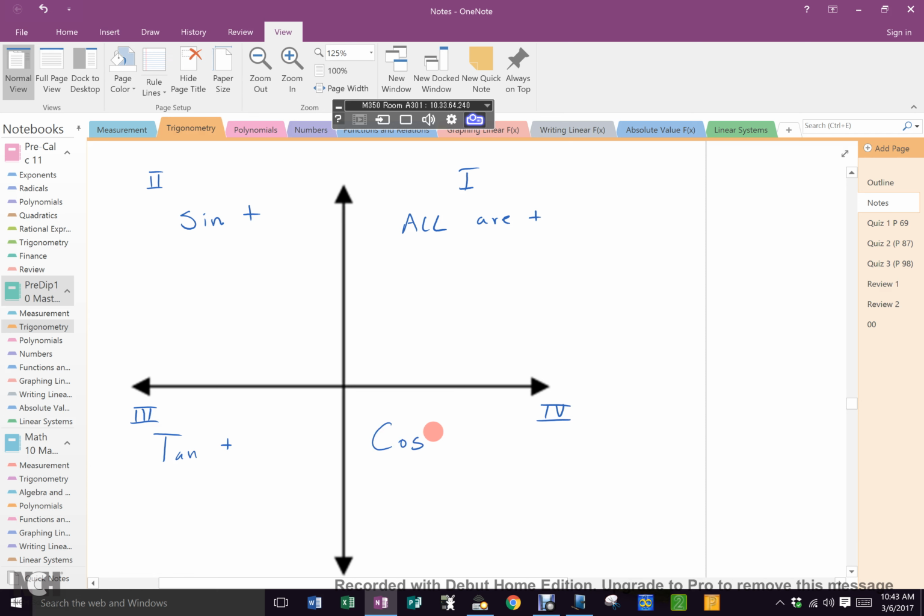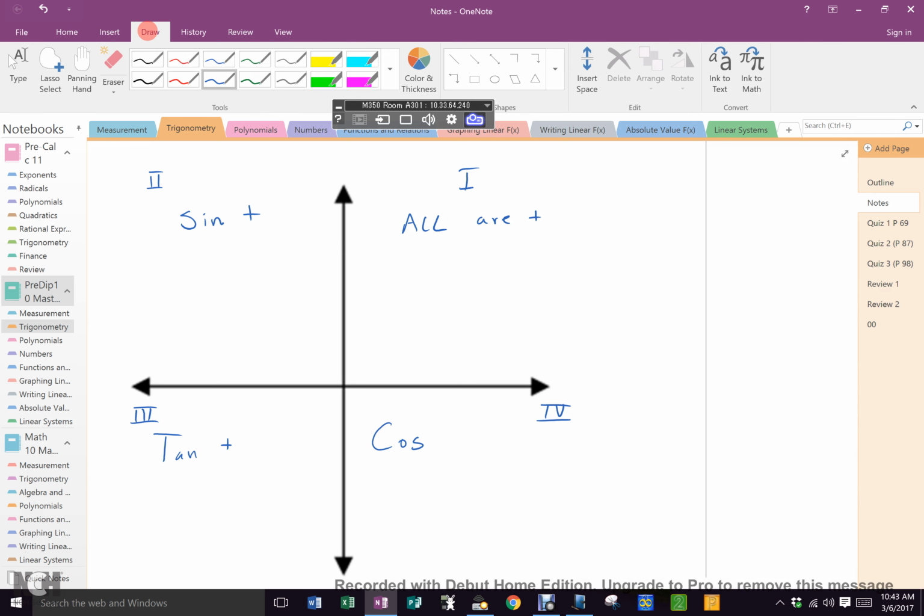And what about quadrant 4? Cos is positive. Now I know how much you guys love acronyms. C-A-S-T. Cast. Cosines are positive in this quadrant. Only cosines. Everything is positive in this quadrant. All. Sines, tans. Does everybody understand that?